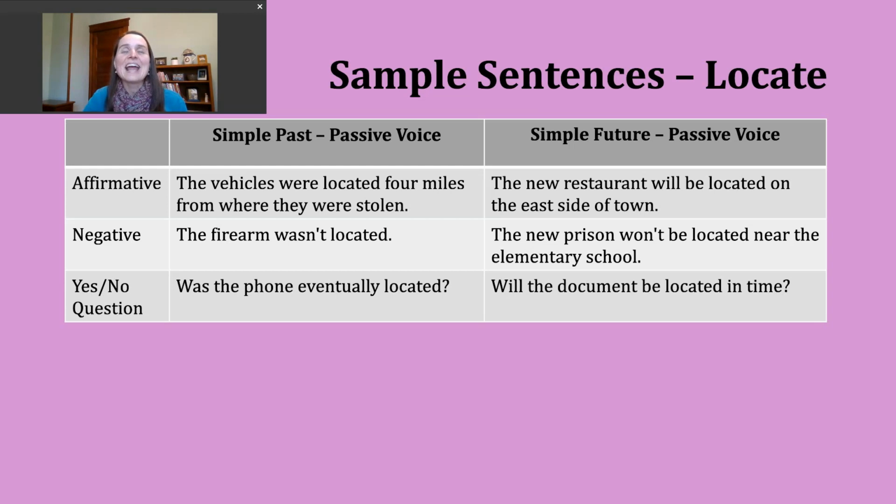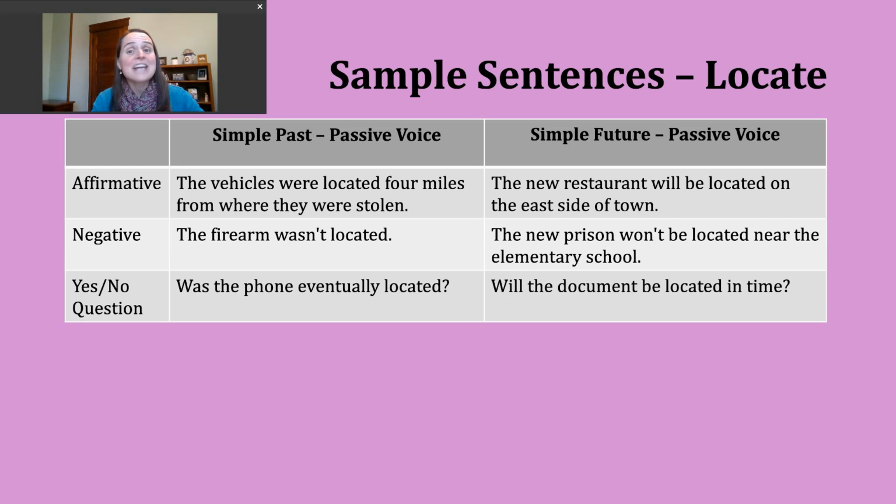Okay. And finally, if I want to ask a yes or no question in the simple future, but do it in the passive voice, I start with will, then I have that object, and then be, and our participle form of the verb. You can see this in my example. Will the document be located in time? So here, that's sort of that discovered. We might think of the verb find here in this particular example.